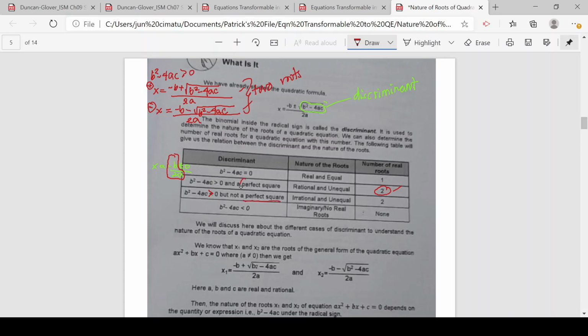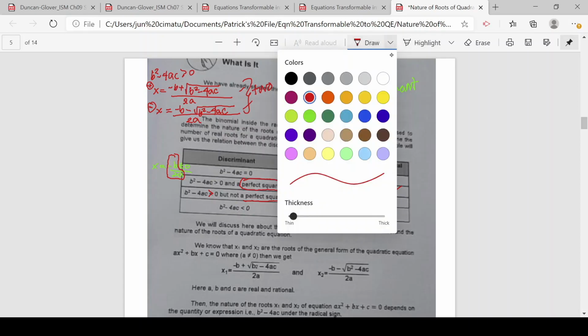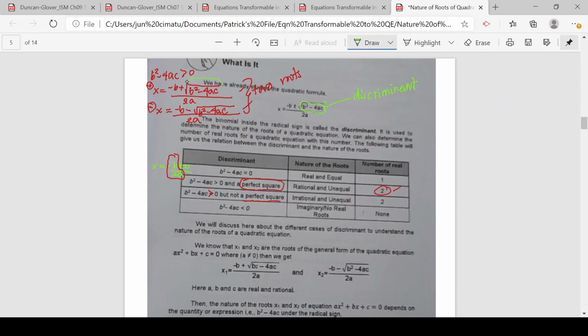Ito, perfect square. So, ibig sabihin, ito ay whole number. Ito ay ma-extract mo perfect square. Itong isa, not perfect square. Ito, perfect square.